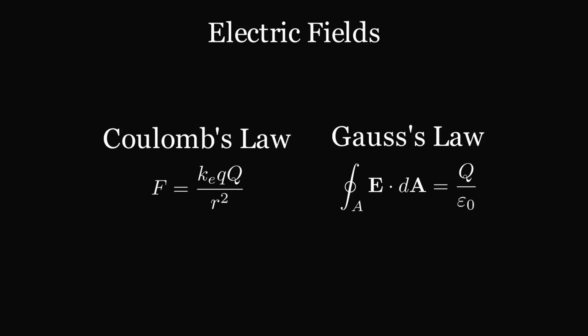If you spend any time studying electricity, you've likely come across two different ways to describe electric fields. There's Coulomb's law, which is the classic inverse square law, and there's Gauss's law, which might look more intimidating due to the integral sign and vector notation. It may not be obvious at first glance, but it turns out that these two laws actually have a lot in common.